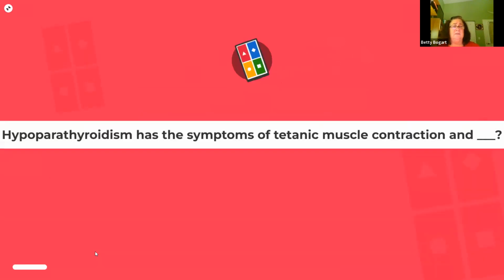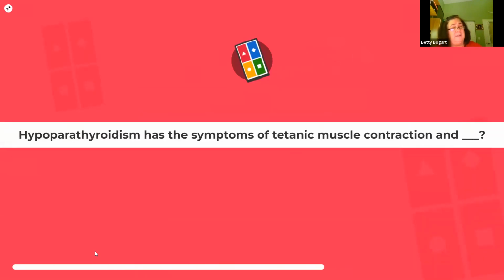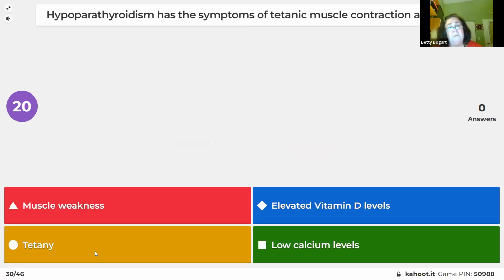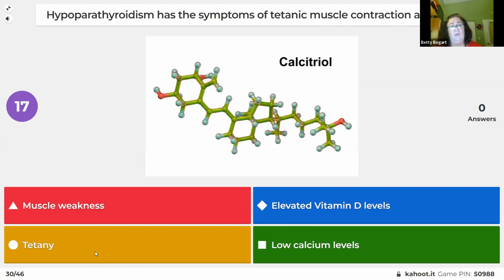A multi-select. Hypoparathyroidism has the symptoms of tetanic muscle contractions and what? Hypo, remember that's low. What does parathyroid do?